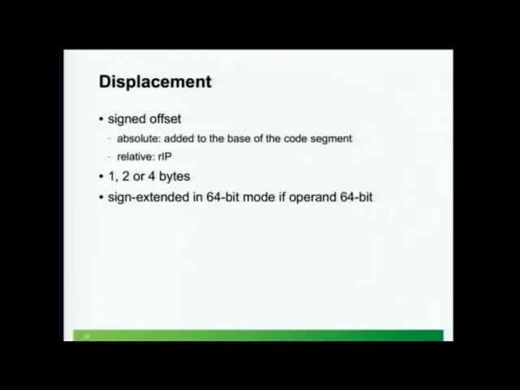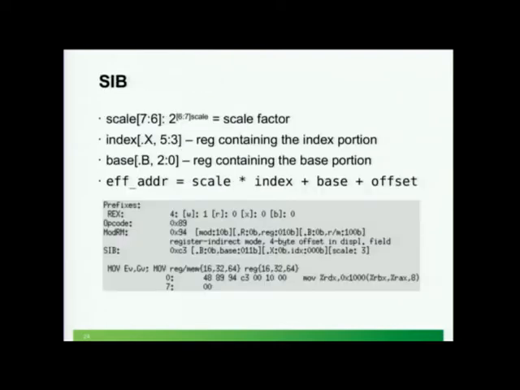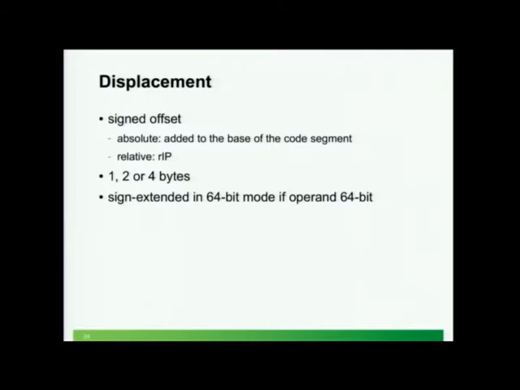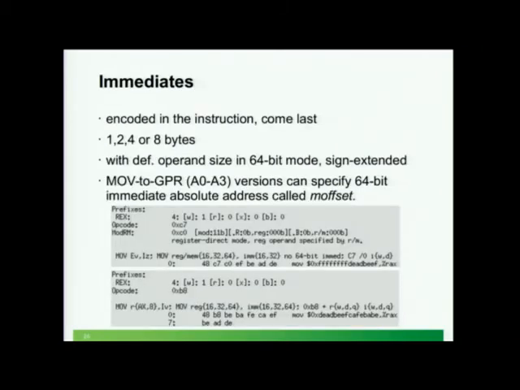Then the displacement follows. In this case, we have it here. It's like 4 bytes. And it can be absolute or relative. It is 1, 2, or 4 bytes. And in 64-bit mode, it's sign extended to 64-bit, because we don't have 8 bytes displacement. And then the immediates come. They are at the end of the instruction, and they can be 1, 2, 4, or 8.